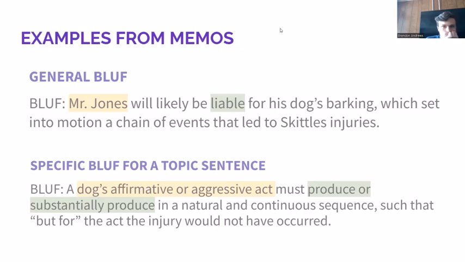And then a more specific BLUF that you would see maybe as a topic sentence for causation would be, a dog's affirmative or aggressive act must produce or substantially produce the injury in a natural and continuous sequence such that but for the act, the injury would not have occurred. The subject that you want your reader to focus on is the dog's affirmative or aggressive act, and the action that you want them to focus on is whether that act produced or substantially produced the injury.